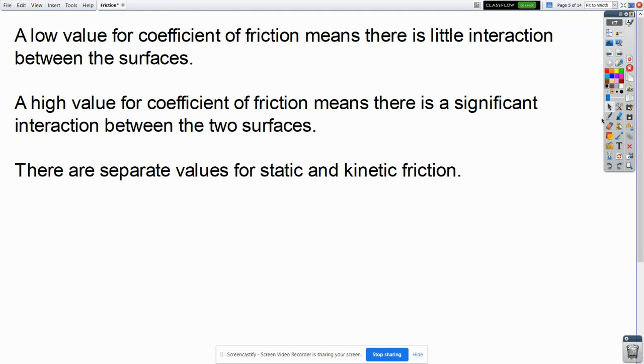Intermolecular forces are forces of attraction between particles, between atoms and molecules. Strong intermolecular forces can also increase this coefficient of friction, just the same as the roughness of the surface can. There are two separate values, one for static and one for kinetic, because again, they are two different things. And static is usually the higher number.